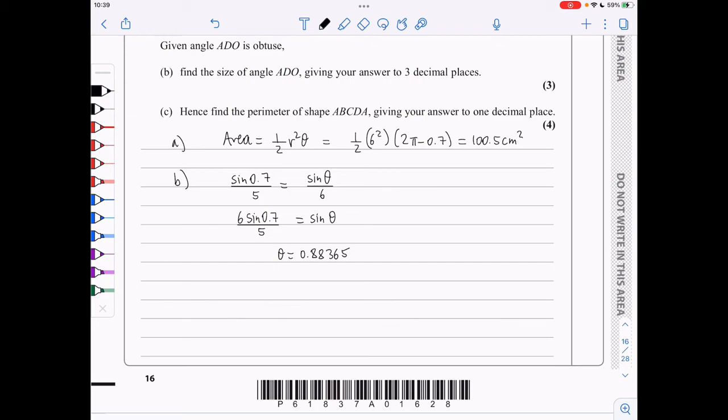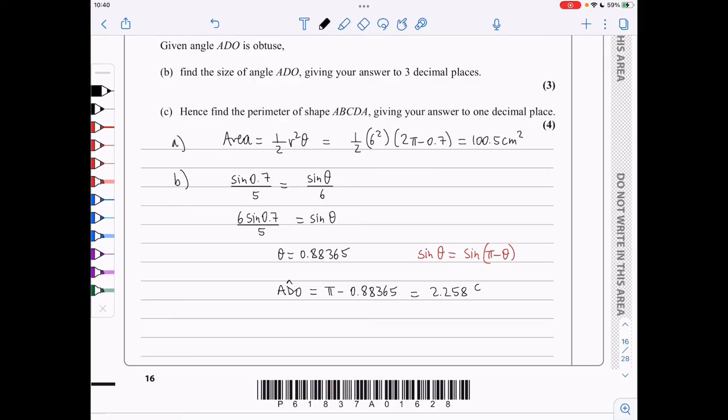0.88365. However, this is not the answer we were after, because we were told that the angle ADO is obtuse. The theta we found here corresponds to an acute angle. Well, we know that sine of theta and sine of pi minus theta, since we are in radians, is the same. This is the ambiguous case of the sine rule, and therefore I have to say that ADO is pi minus 0.88365, which to 3 decimal places is 2.258.